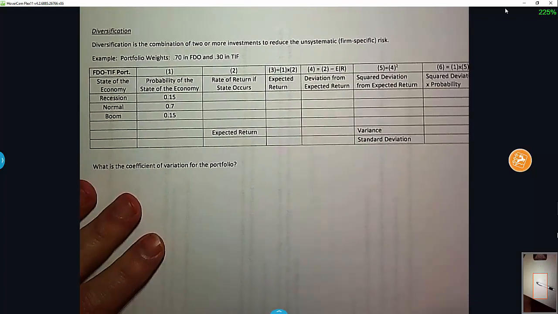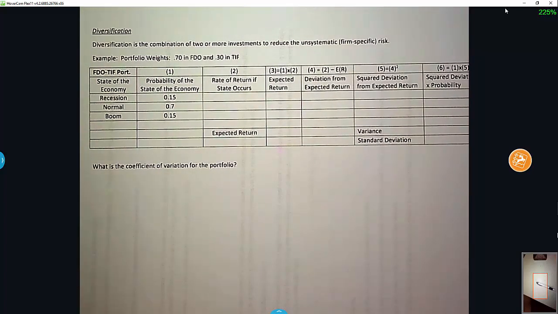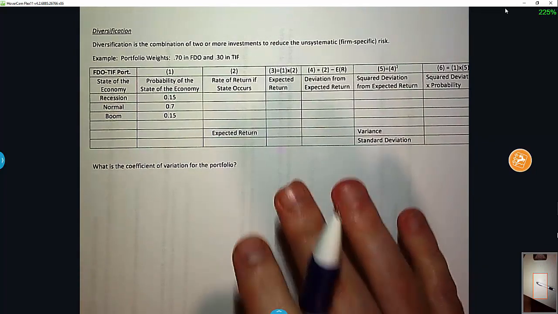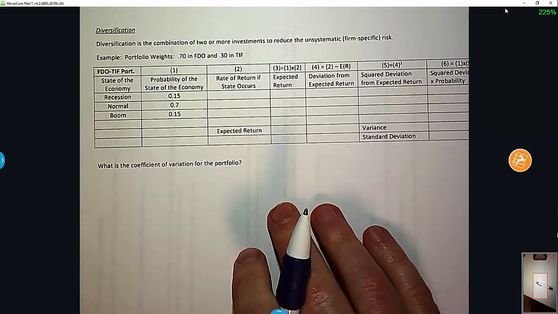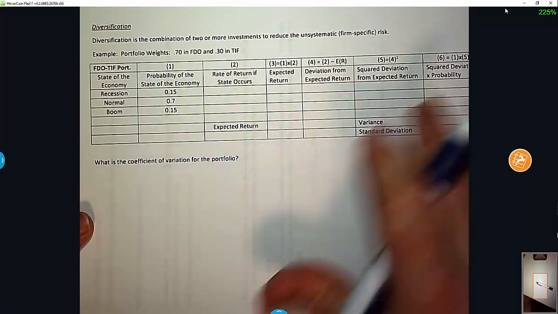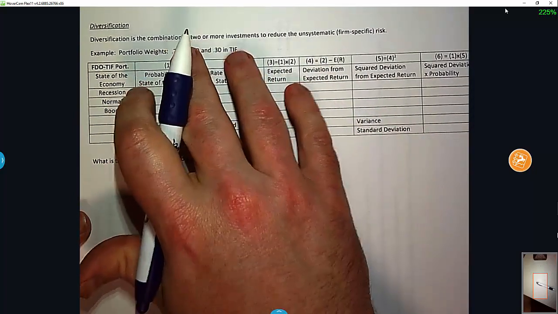So now we're going to talk a little bit about diversification. What diversification means is that we're combining two or more investments to reduce the unsystematic or the firm-specific risk of an investment. So in this case, we're going to take those two investments we just looked at, Family Dollar and Tiffany, combine those into a portfolio, and see how things turn out. The one thing that usually catches people off guard with this isn't the calculations here, but it's actually creating the portfolios.